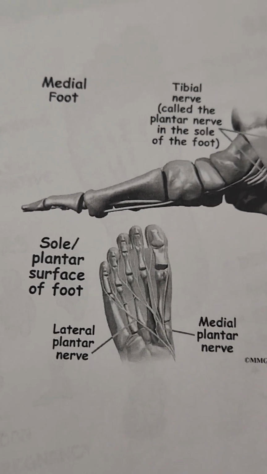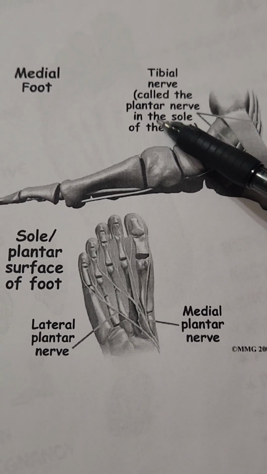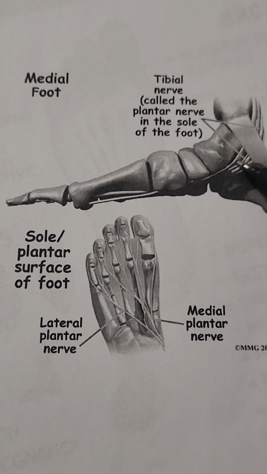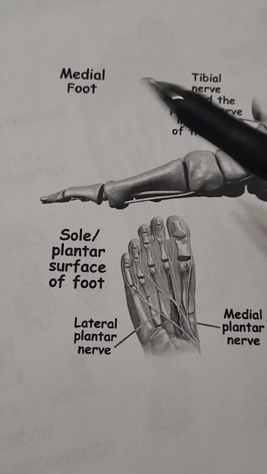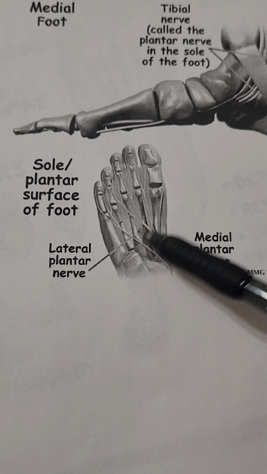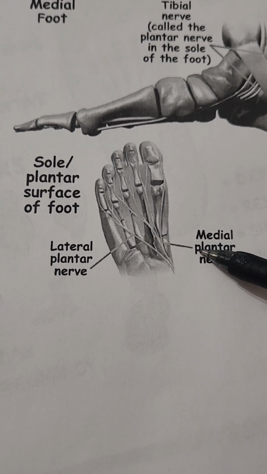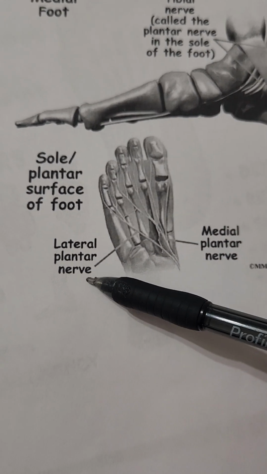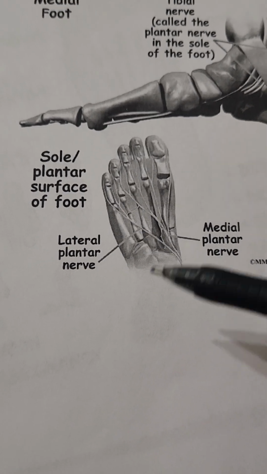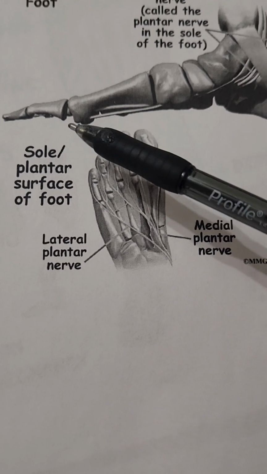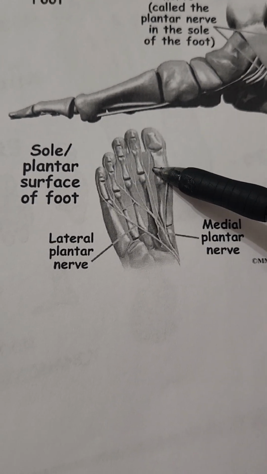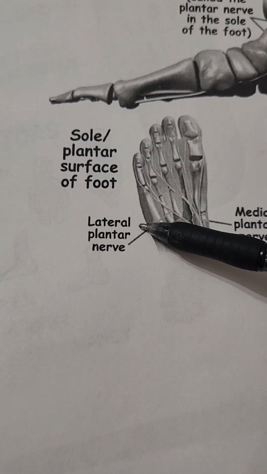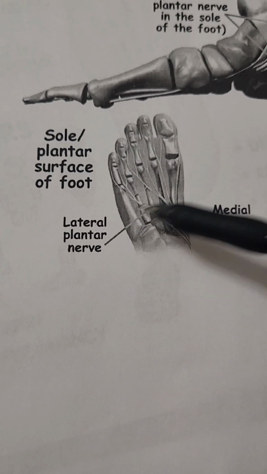These are showing you the nerves. The nerves are called the plantar nerves to the sole of the foot. Lateral plantar nerve there. Medial plantar nerve. Remember when I always say if you have a medial, you have to have a lateral. If you have a proximal, you have to have a distal. Okay? It's just showing you the plantar surface of the foot. Plantar nerve. Lateral plantar nerve.